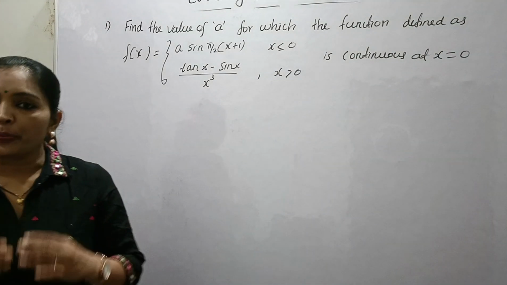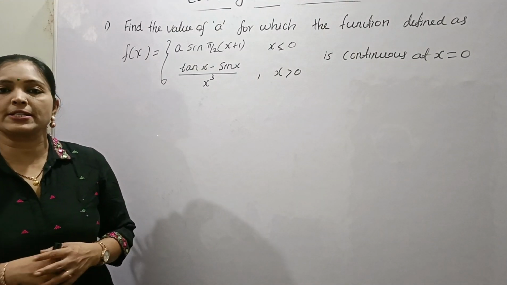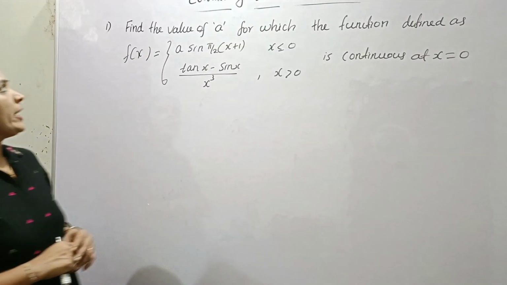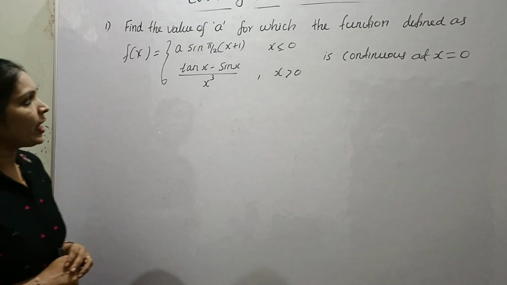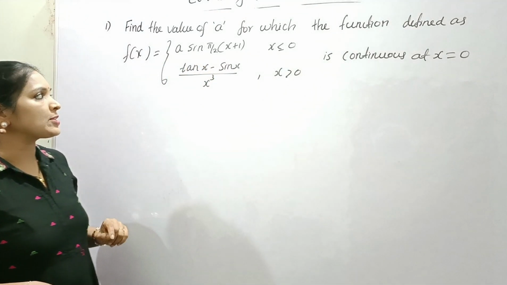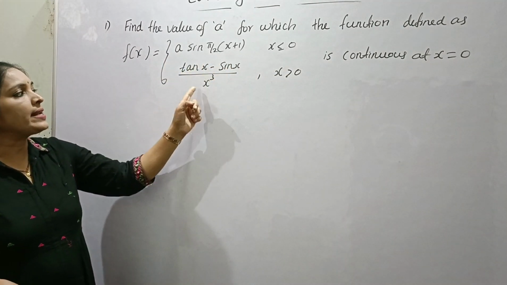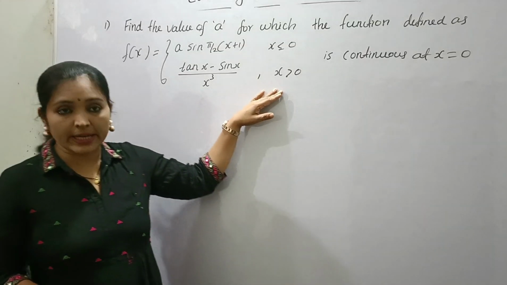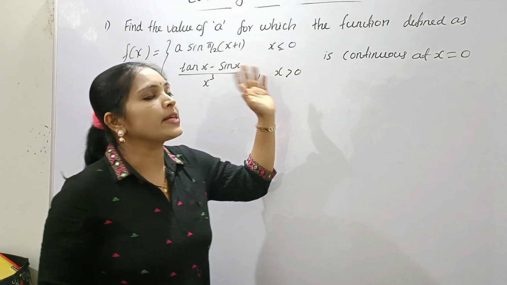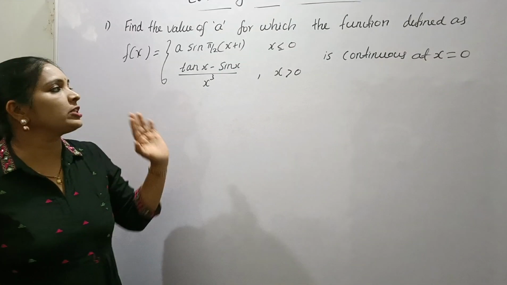Today we are going through important questions from continuity and differentiability, that is previous year's questions. First question, find the value of a for which the function defined as f of x is equal to a sin pi by 2 x plus 1 when x is less than or equal to 0, and tan x minus sin x divided by x cube when x is greater than 0, is continuous at x is equal to 0. Very, very important question, so you should practice with these problems.